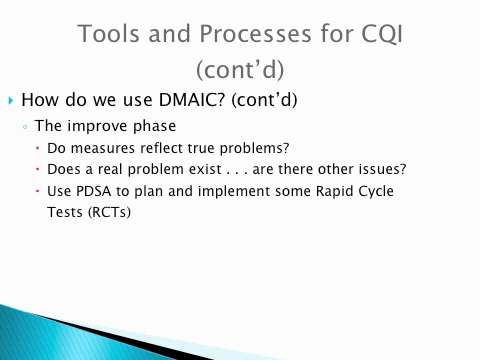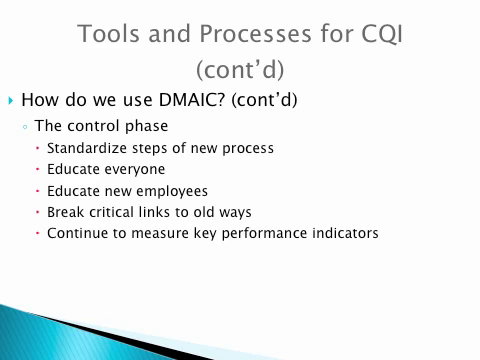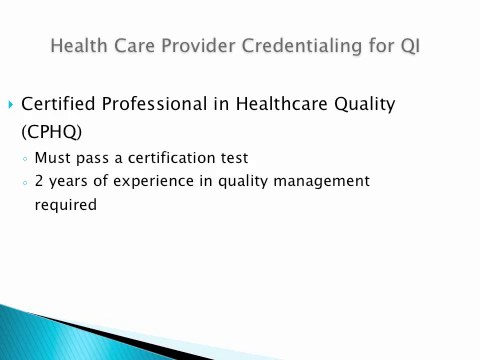Do measures reflect true problems? Does a real problem exist, or are there other issues? Use the PDSA to plan and implement some rapid cycle tests. So you want to gather the consensus. And then control. Standardize steps of new process, educate everyone, all new employees, break critical links to old ways, and continue to measure the key performance indicators.